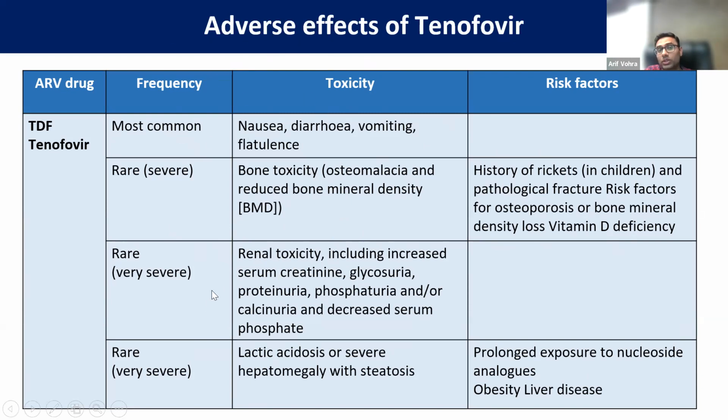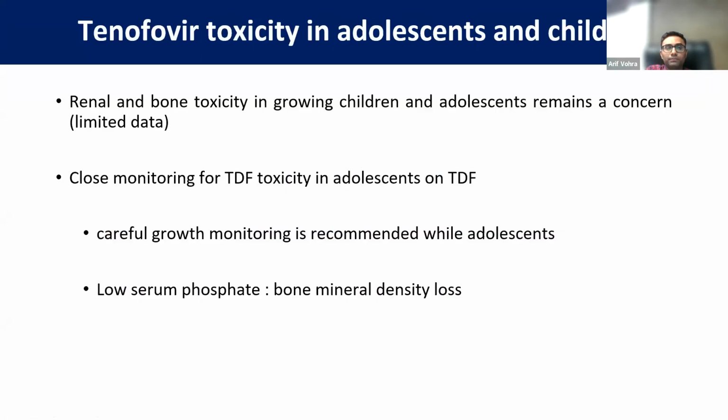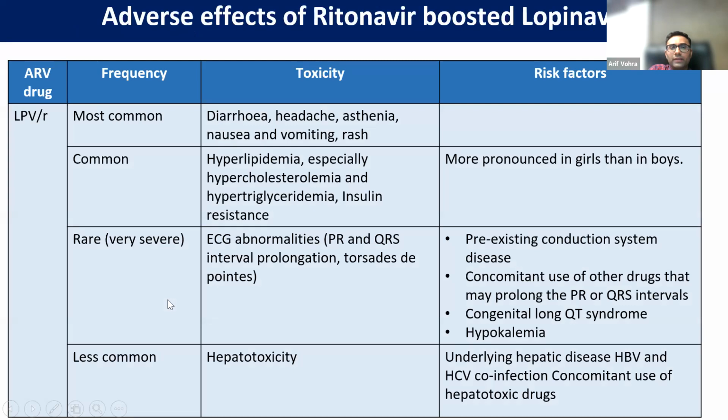Rarely, and in very severe toxicity of tenofovir, there may be a rise in serum creatinine. There may be glycosuria, proteinuria, phosphaturia, calciuria, and decreased serum phosphate. So any child who has been put on tenofovir, we need to monitor the serum phosphate level, which will tell you about the side effect profile of the child. So renal and bone toxicity are the two main concerns with tenofovir, and we need to monitor the growth and monitor for a low phosphate level.